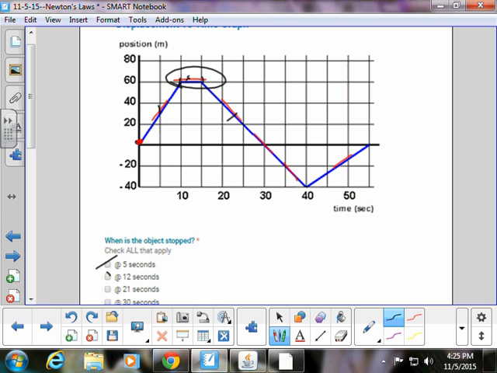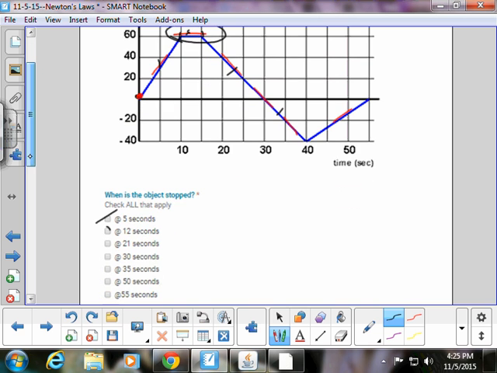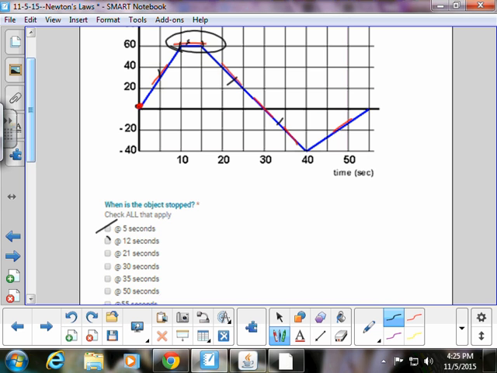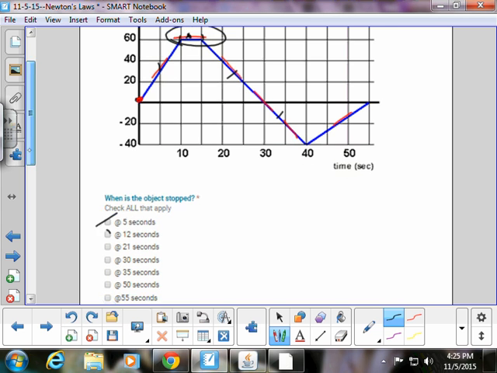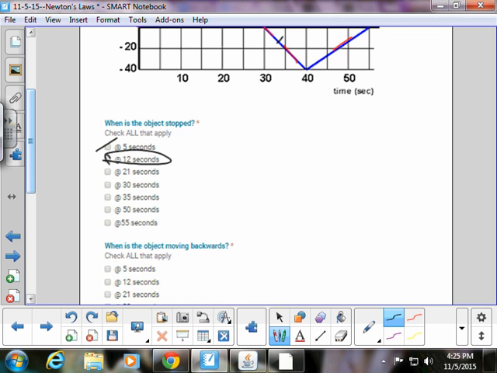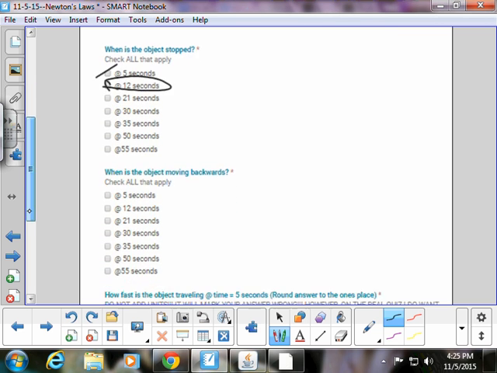21, it's moving. 30, it's moving because the slope is not 0. And the only place it's not moving is 12. So everything else is going to be moving. So 12 is the only answer I would select there, since we're checking all that applies.